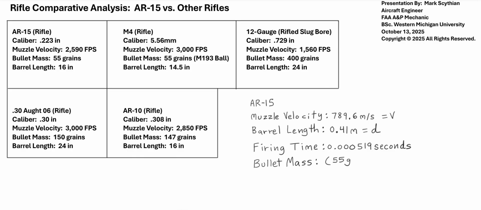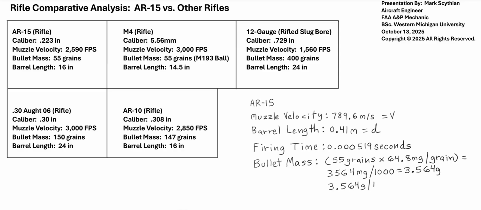Then we have our bullet mass, so we convert the grains to kilograms, 64.8 milligrams per grain. So we're using the 55 grain bullet mass for the AR-15, so we convert that to its milligrams value and then convert it to grams, and then from grams to kilograms, so we get this value here.